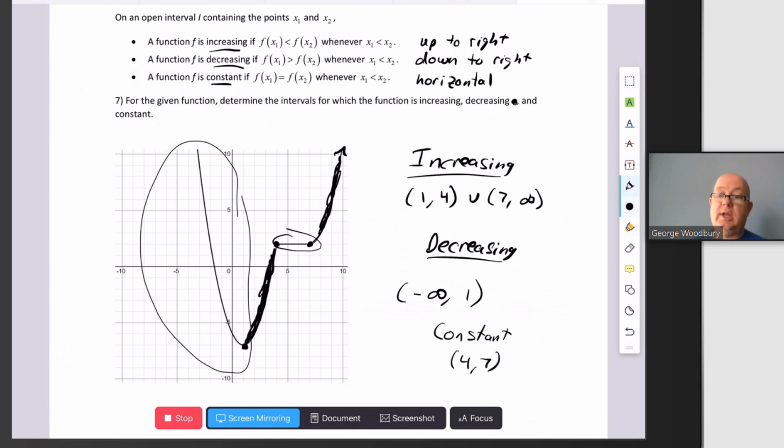So when we're looking for where the function is increasing, we're looking for the interval where it's rising to the right. Decreasing is where it's going down to the right. Constant is where it's staying the same, constant, as we move to the right.